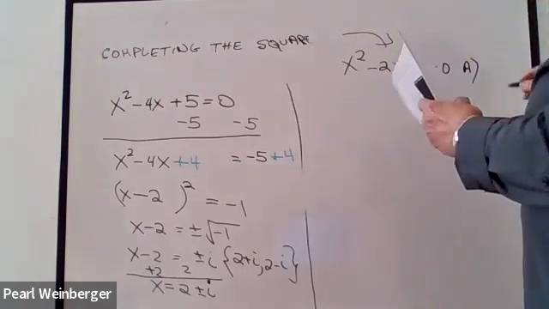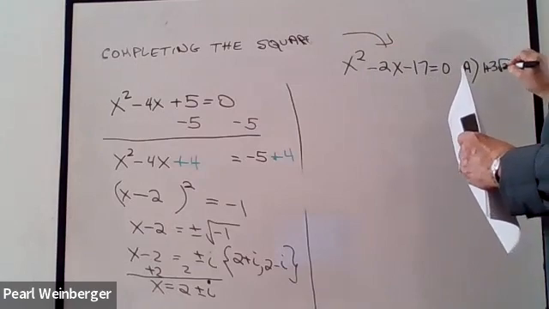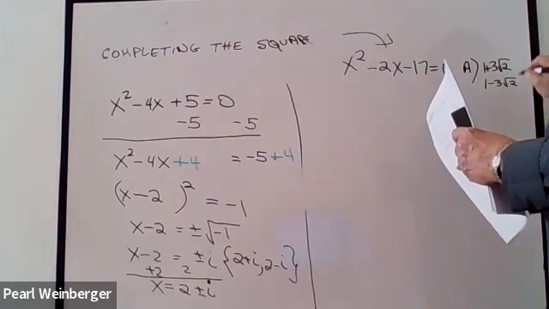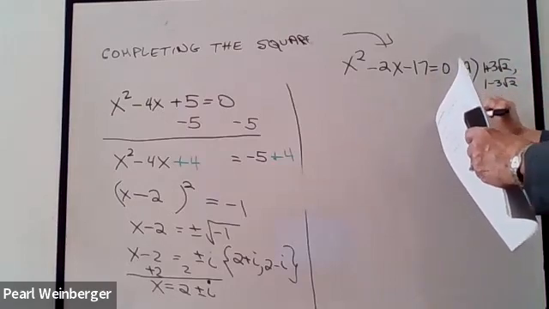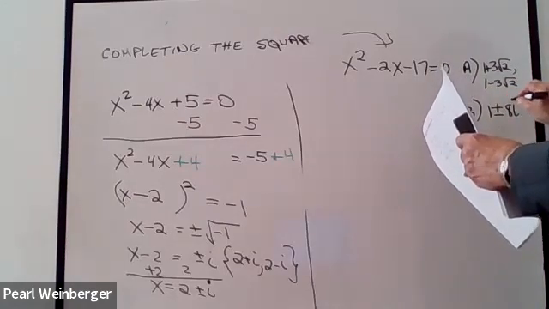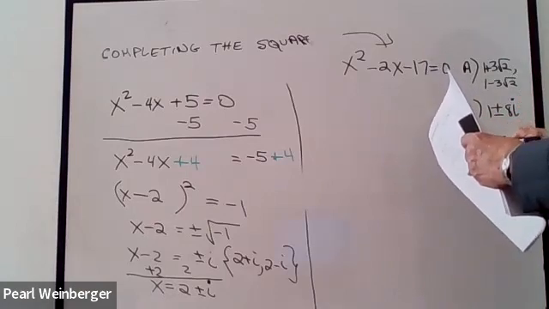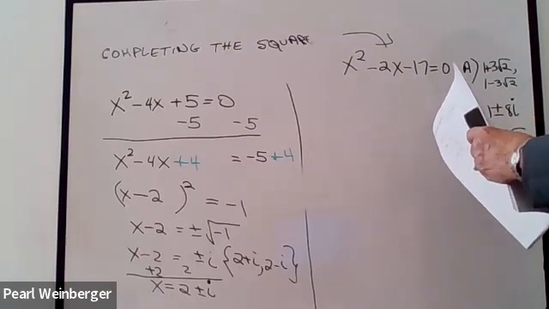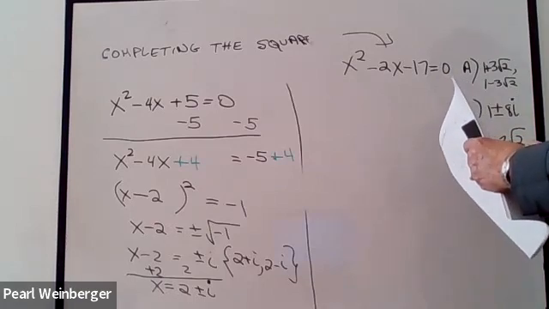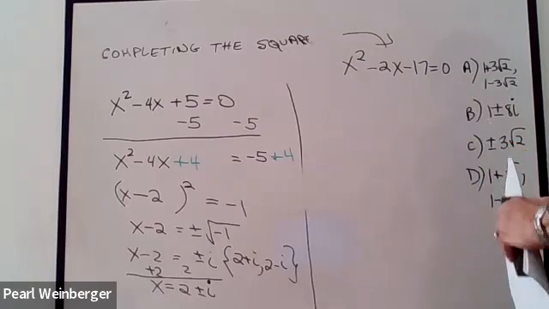Answer A, 1 plus 3 radical 2, and 1 minus 3 radical 2. B is 1 plus or minus 8i. C, plus or minus 3 radical 2. And D, 1 plus square root of 2 as one answer, 1 minus square root of 2 as your other answer.